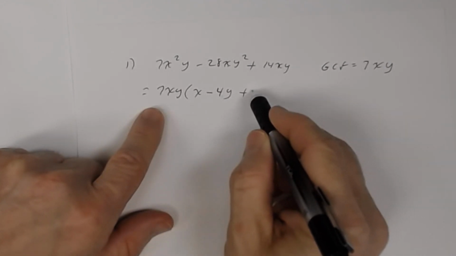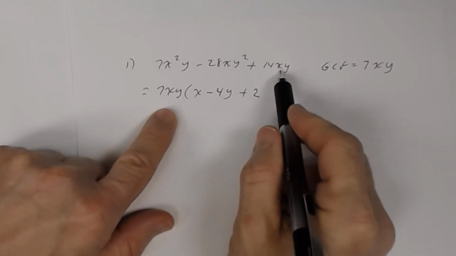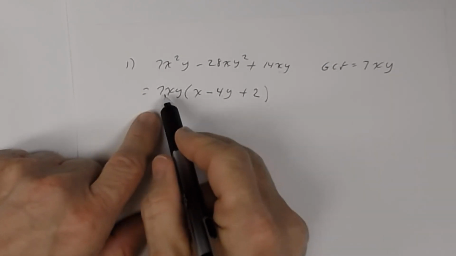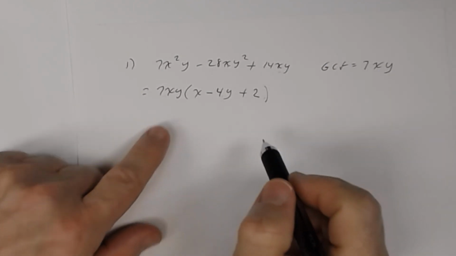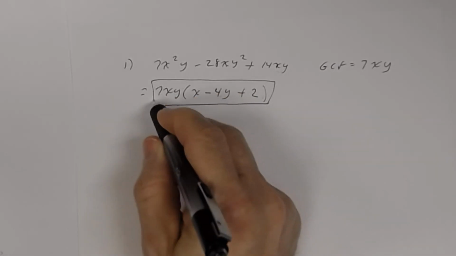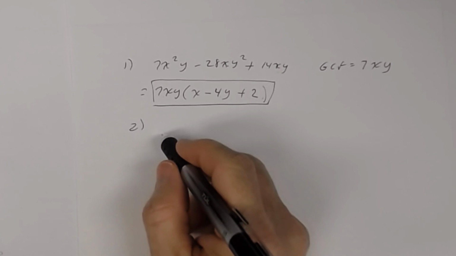Plus, and then 7 times 2, you've already taken out the factor of x, and you've already taken out the factor of y, so that's all you need. 7xy times 2 is 14xy. And so there's your answer. So that's number one.